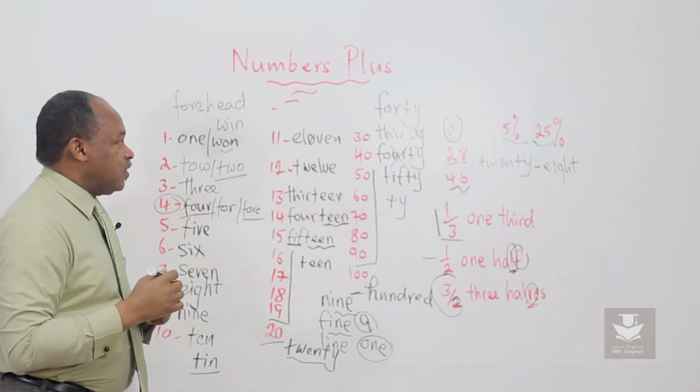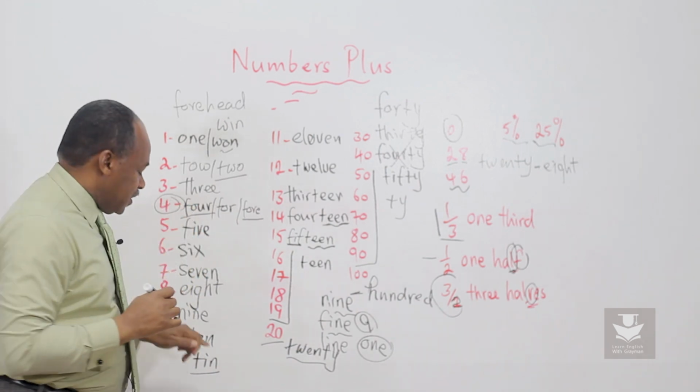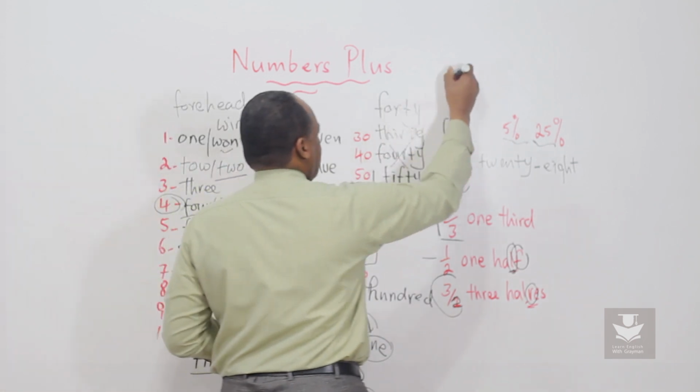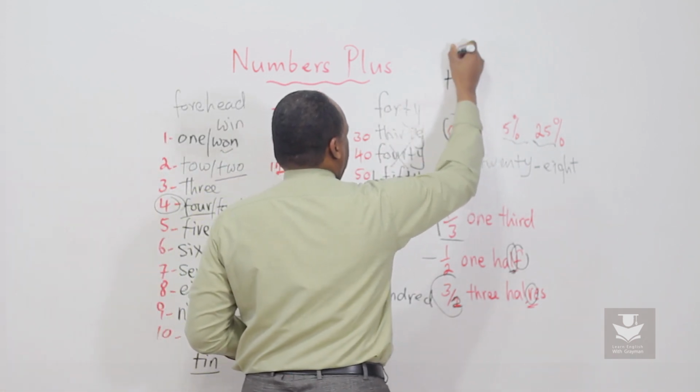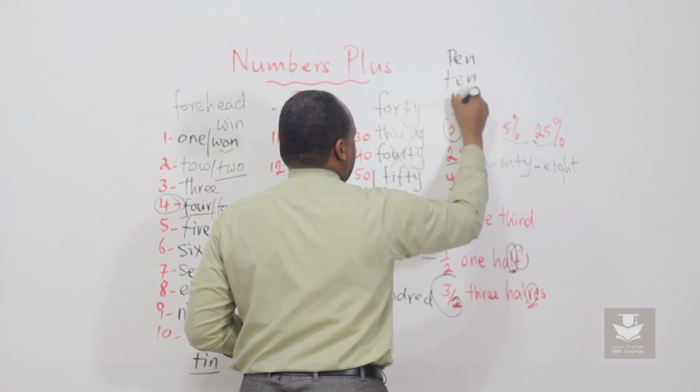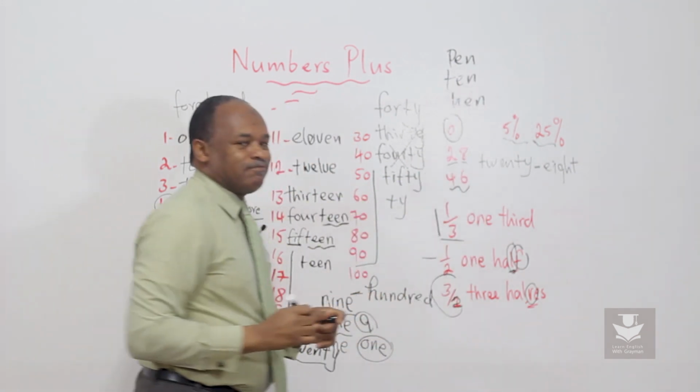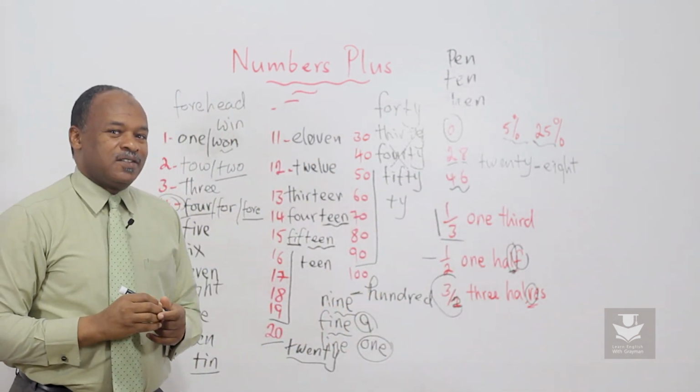I'll give you a tip in order not to forget 10. Ten is like pen and like hen. You know what a hen is, right?